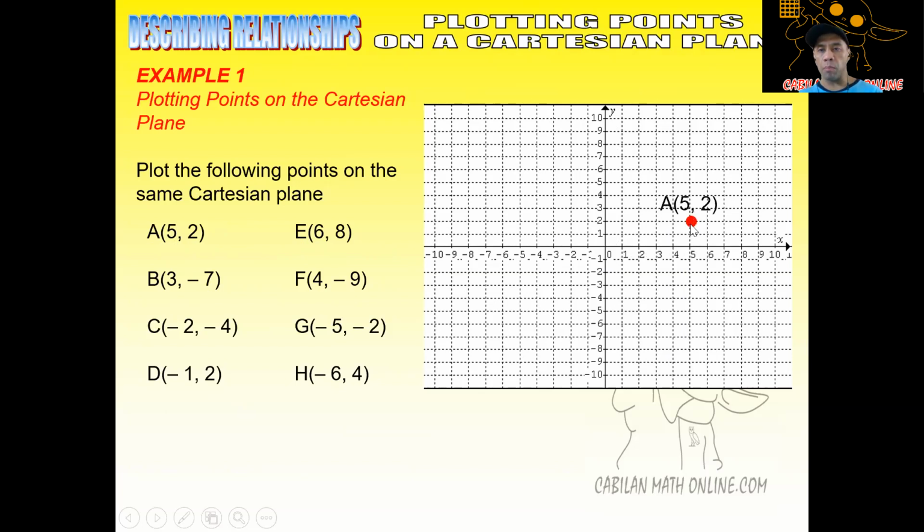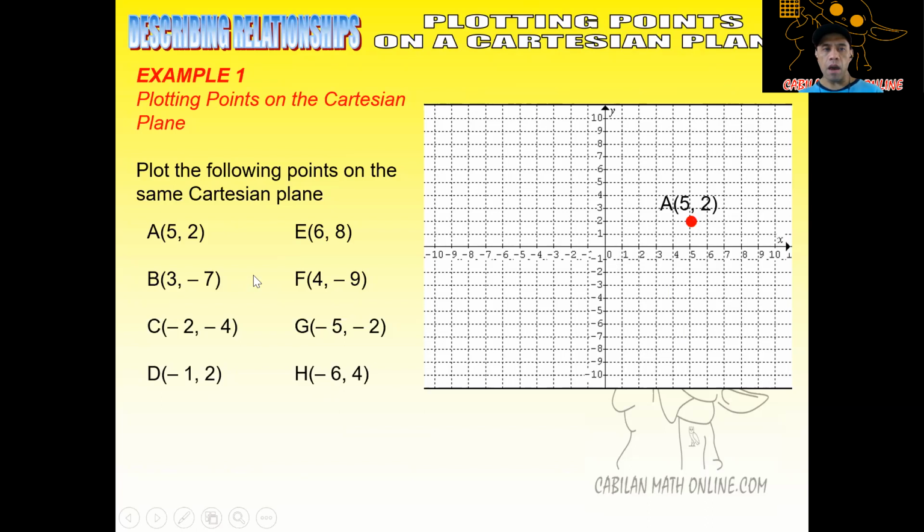So notice when I plot the point there, again, the first number is always going to be the x, and the second number is always going to be the y. If you forget that, just remember the alphabet: x always comes before y. So that's going to be the point 5 and 2 because I went right 5 and then up 2.